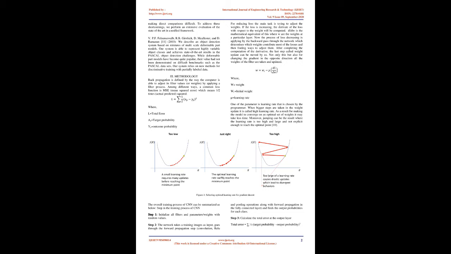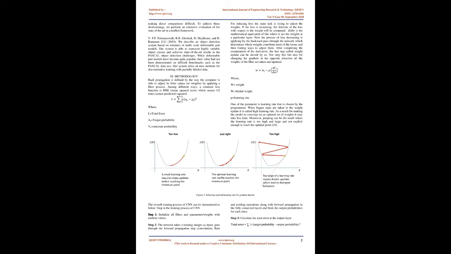Methodology. Backpropagation is defined by the way the computer is able to adjust its filter values, or weights, by applying a filter process. Among different ways, a common loss function is MSE, mean squared error, which means L = 1/2 times (actual minus predicted) squared, where L equals total error, AP equals target probability, and YP equals outcome probability.